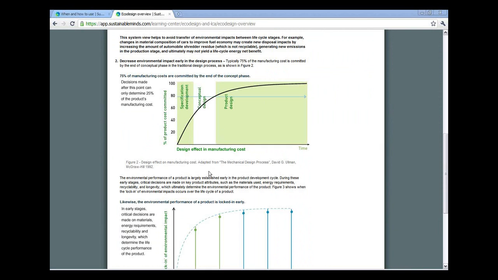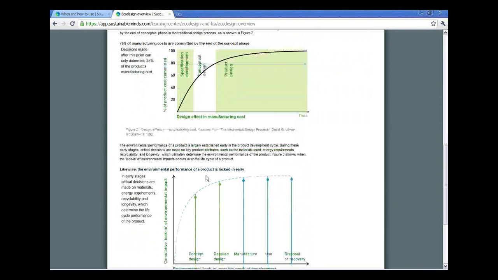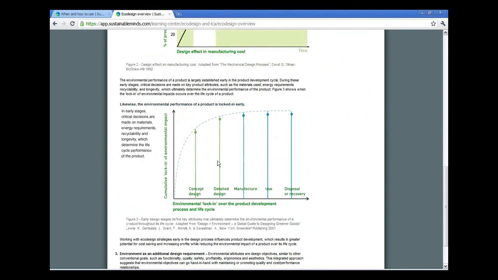Now, the same applies to environmental performance. If we go to the screen below, you see here the same happening to the environmental performance. So you lock in the environmental performance already at the early stage of design. Now, knowing that, we want to provide you with a solution that you can use even before you get to the stage of a CAD representation of your product. And that's what we do.